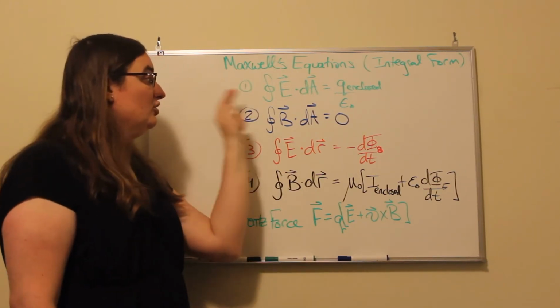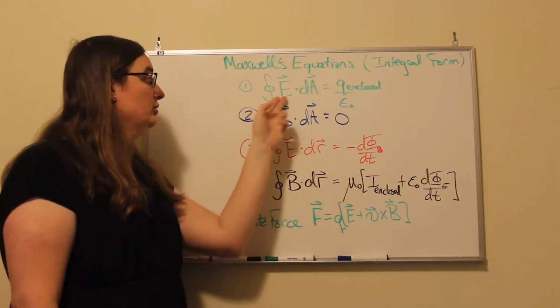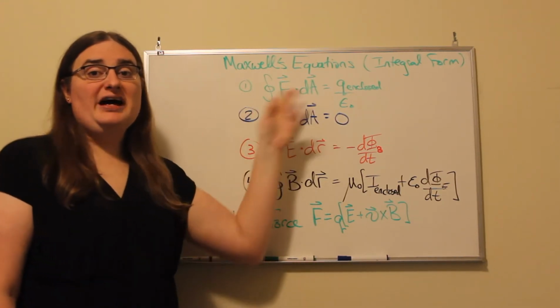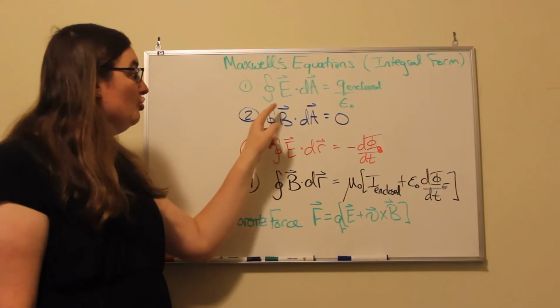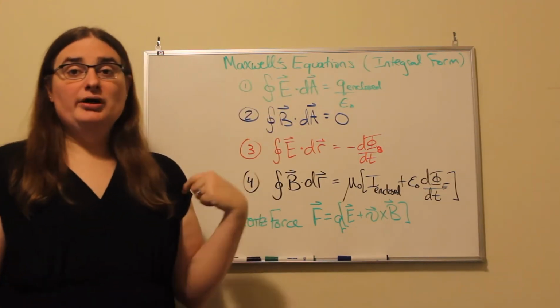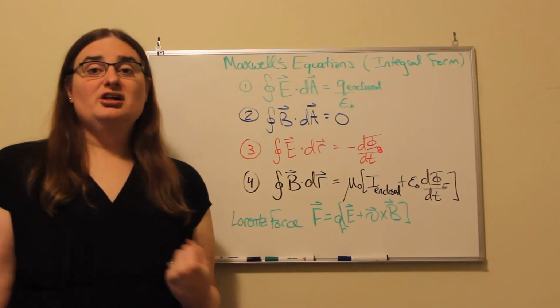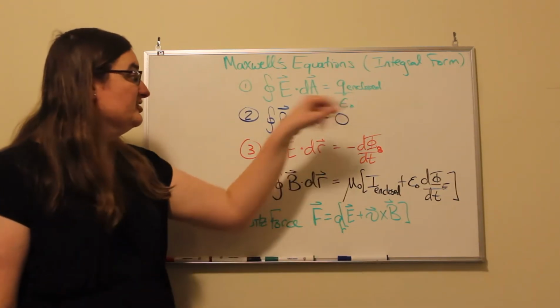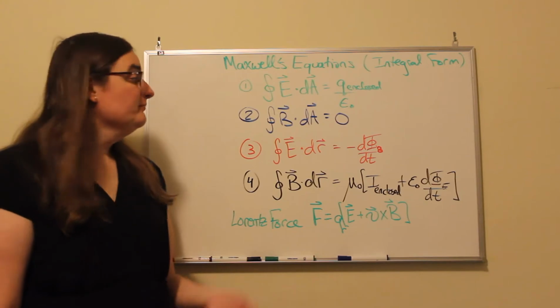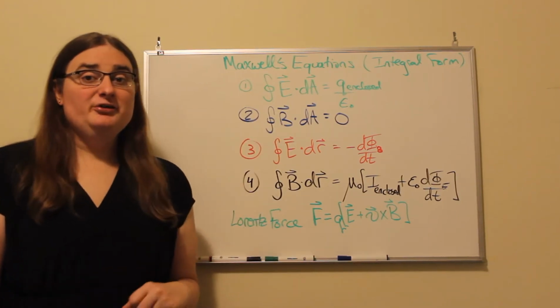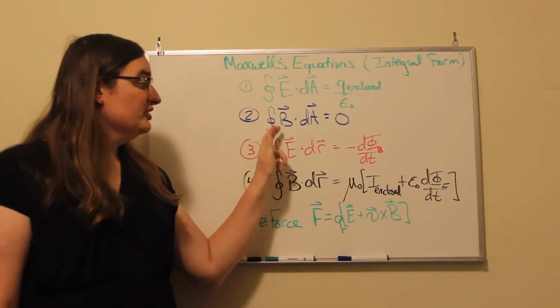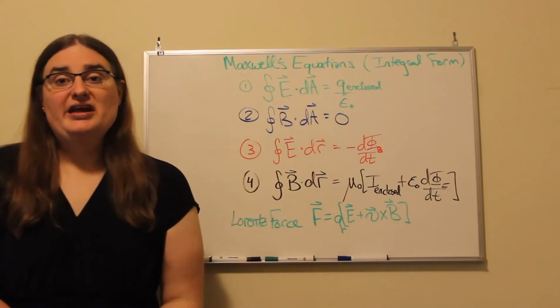So if we have a closed surface integral of the electric field dotted with an area vector, our total electric flux through a closed surface, that's going to be equal to the charge enclosed by our Gaussian surface divided by epsilon naught. And for magnetic fields, the closed surface integral of the magnetic field dotted with the area is equal to 0.